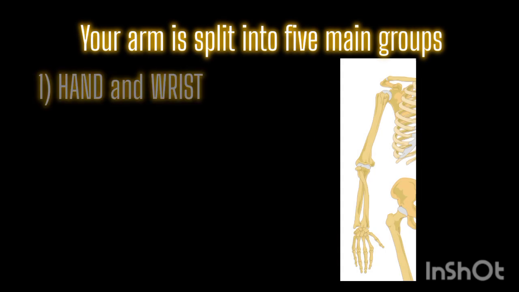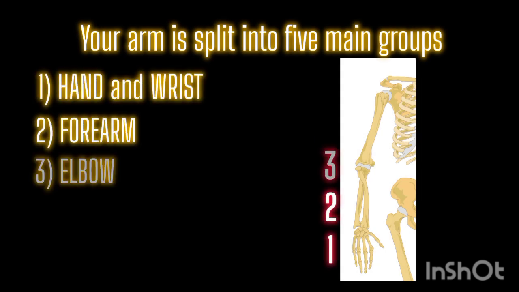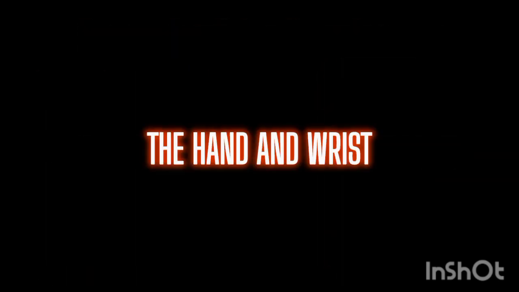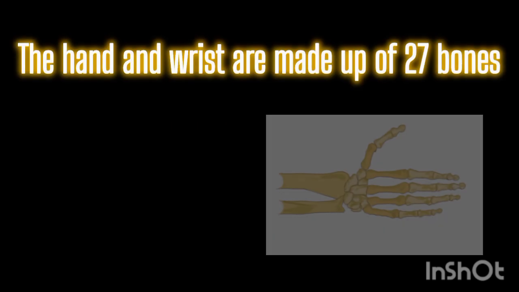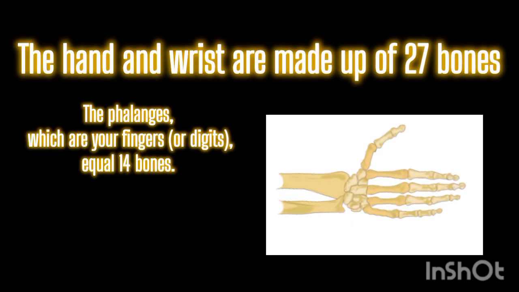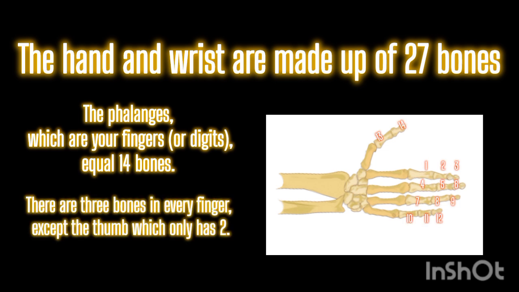Your arm is split into 5 main groups, which are the hand and wrist, the forearm, the elbow, the upper arm, and the shoulder girdle. We'll begin with Group 1 and work our way up. The hand and wrist are made up of 27 bones. The phalanges, which are your fingers or digits, equal 14 bones. There are 3 bones in every finger except the thumb, which only has 2.